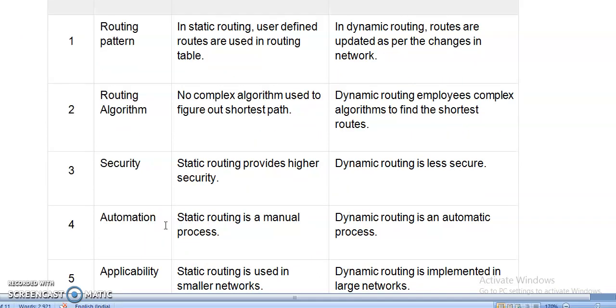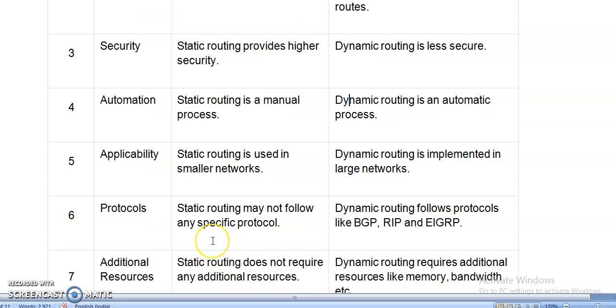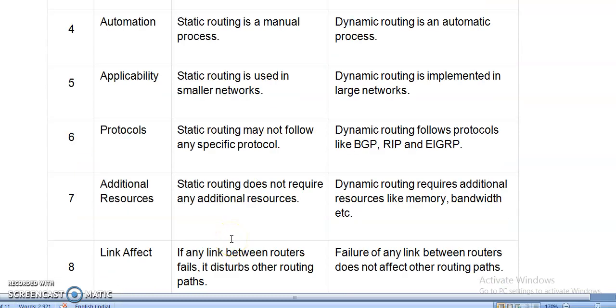Next is security. Static routing provides higher security because it follows a strict protocol, whereas dynamic routing, because of some changes, becomes less secure. Automation: static routing is a manual process, and dynamic routing is an automatic process. Next is applicability. Static routing is used in smaller networks, whereas dynamic routing has to be used in larger networks. And next is protocol. Static routing may not follow any specific protocol, whereas dynamic routing follows protocols like BGP, RIP, and EIGRP, about which we will study in our later videos.